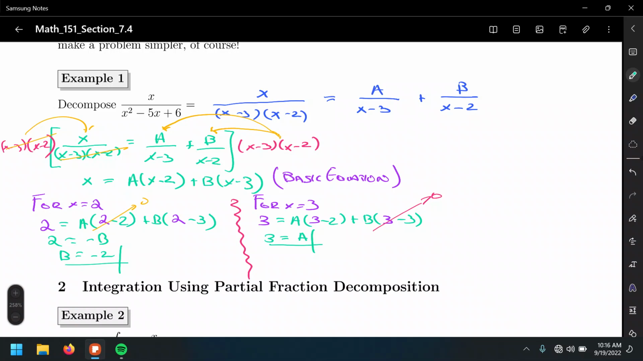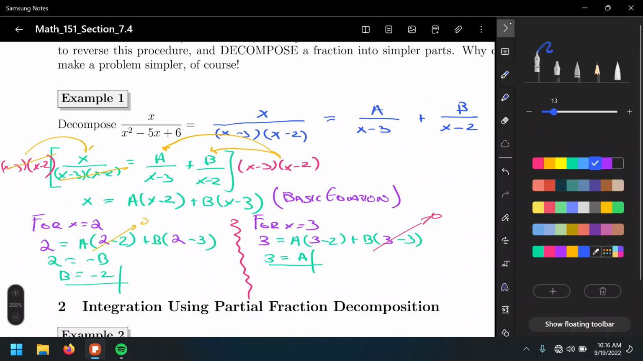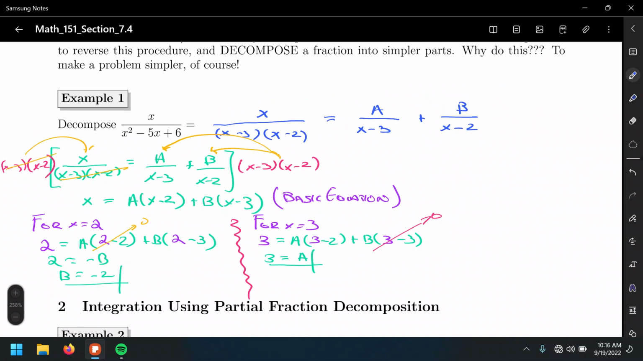And now we may go back to the original problem, the one where we decomposed the fractions together. So a, which is 3, and b, which is negative 2. And in this case, you might want to clear these signs right here.